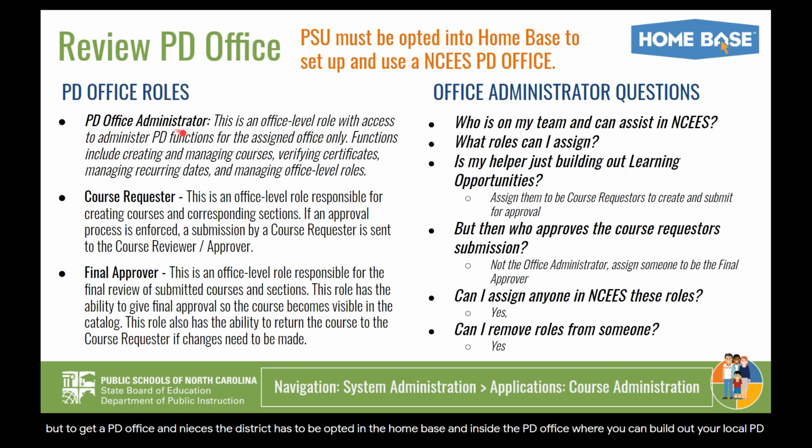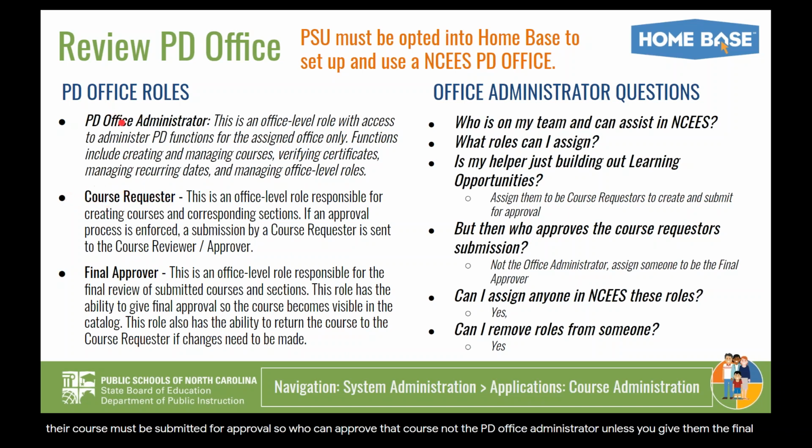There's the PD office administrator, of which I need to set the very first one for your district. And then this PD office administrator can assign these other roles. So the PD office administrator can create and manage any course in the system. They can create a course and not have to get approval for it. There is a role for a course requester. They can create a course, but their course must be submitted for approval. So who can approve that course? Not the PD office administrator, unless you give them the final role of final approver. So the final approver role can approve what's been submitted by the course requester.